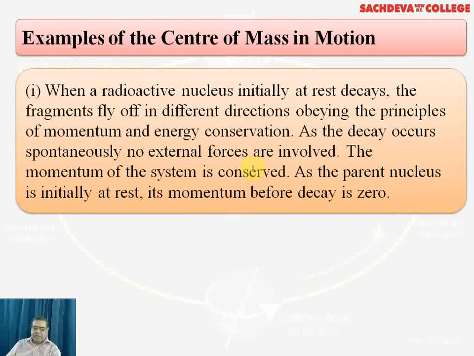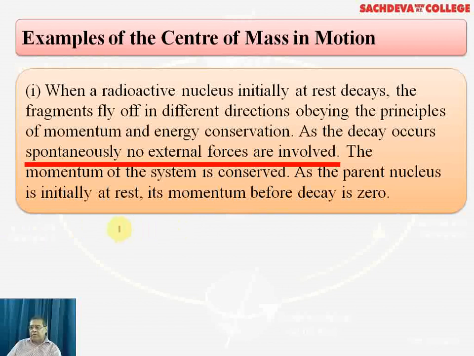Now our example is a radioactive nucleus initially at rest. So obviously the initial momentum will be zero. Now it decays, it disintegrates, that is, it gives off radiations. The fragments fly off in different directions. When the fragments fly off in different directions, the particles have different momentums, obeying the principle of momentum and energy conservation. The decay occurs spontaneously, that is, the decay is not affected by pressure, temperature, or density variations.